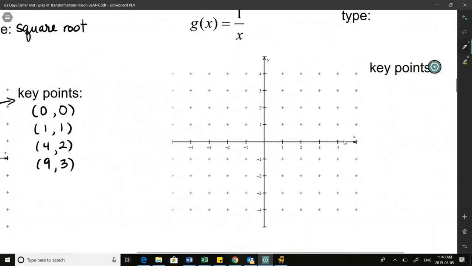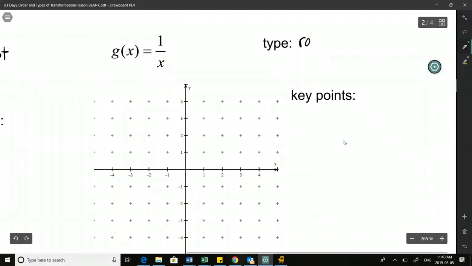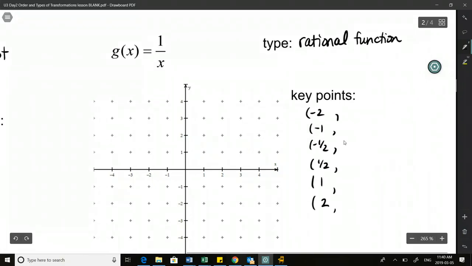Okay, and then the last one is called a rational function, like a fraction. The key points for this one were -2, -1, -half, half, 1, 2. And then you sub them in to get your y coordinates. Why didn't I choose 0 as one of my x coordinates here? I purposefully skipped over that. Why can't I choose 0? Bonnie? Yeah, I can't sub in 0 here because then I'll have 1 over 0. We know that's undefined. So we don't ever choose 0 as our key point for this one.